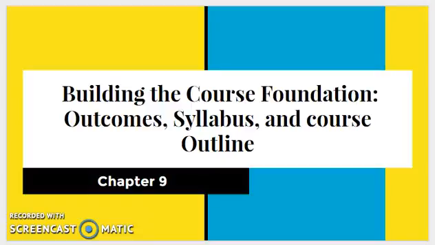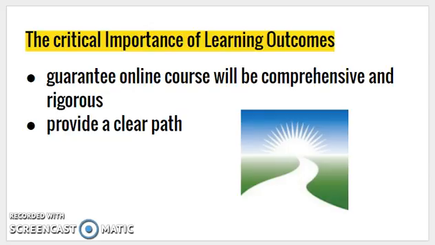Chapter 9, Building the Course Foundation, Outcomes, Syllabus, and Course Outline. The critical importance of learning outcomes. Learning outcomes guarantee students that an online course will be as comprehensive and rigorous as the same on-site course. They provide a clear path or set of rules to creating the online course.